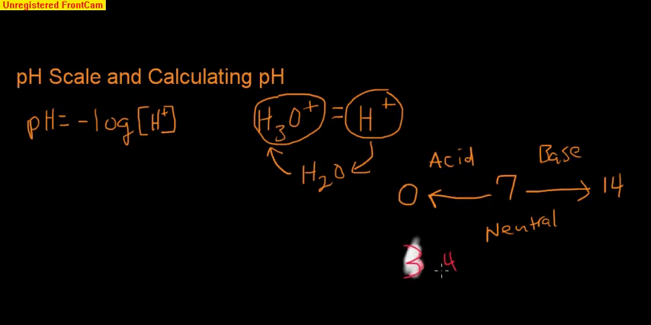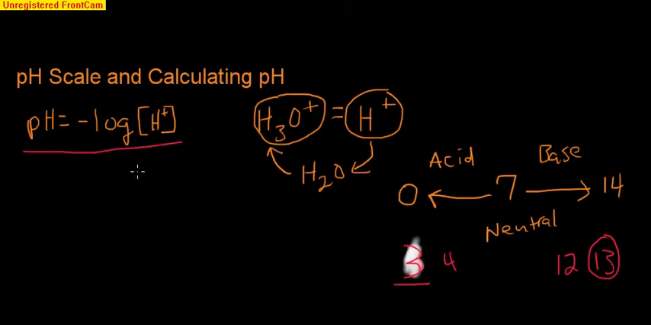So if I've got a 3, that's further away from 7. So this is going to be a stronger acid compared to something that has a pH of 4. Whereas on the other end of the scale, if I've got a solution with a pH of 12 versus a pH of 13, the solution with the pH of 13 is going to be a stronger base because it's further from 7.